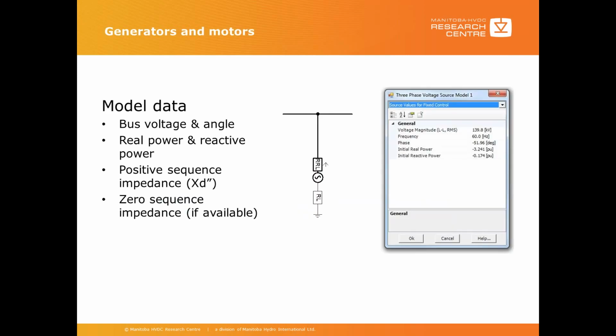Generators, similar to equivalent network model, you need to identify the bus voltage and angle, real and reactive power generated by the generator at that bus, and the positive sequence impedance of the generator, which is the X double prime D. The zero sequence impedance, if it's available, you can enter. Otherwise, you can leave it as a default.